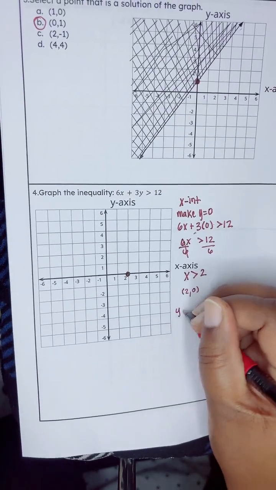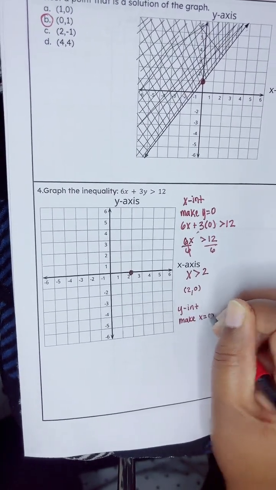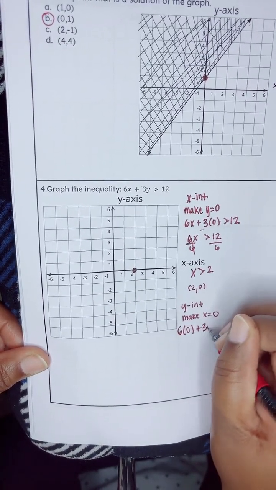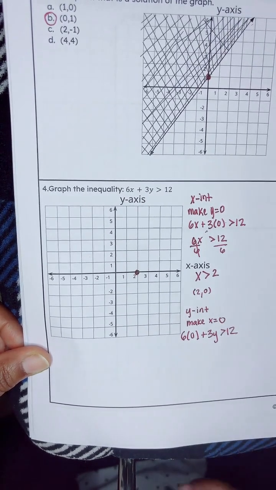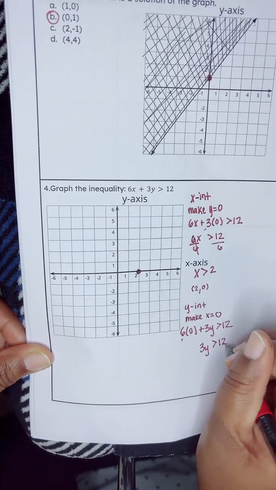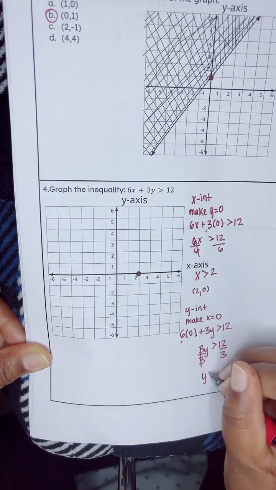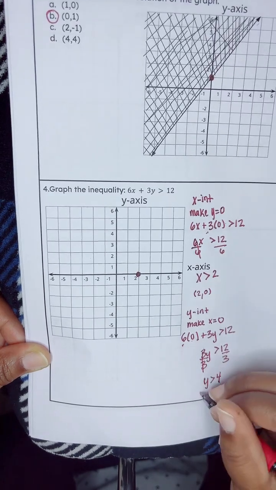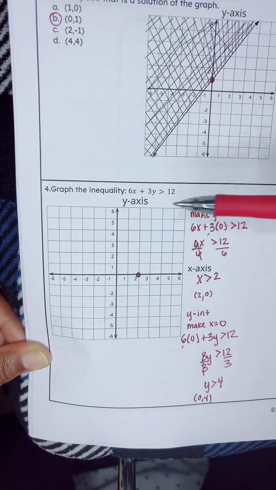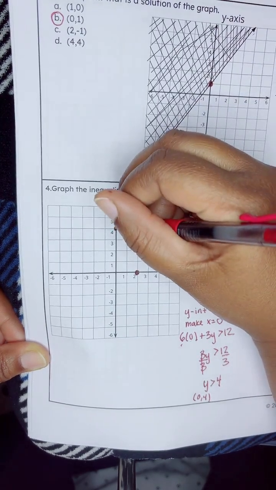So when we find our y-intercept, we do the opposite. We make x equal to 0. So we're going to do 6 times 0 plus 3y is greater than 12. Well, 6 times 0 just goes to 0. And so really we're doing 3y is greater than 12. Like you guys are going to say, divide. And we get y is greater than 4. So our intercept is going to be 0, 4. So we find 0 here and go up to the 4. And that's our point.